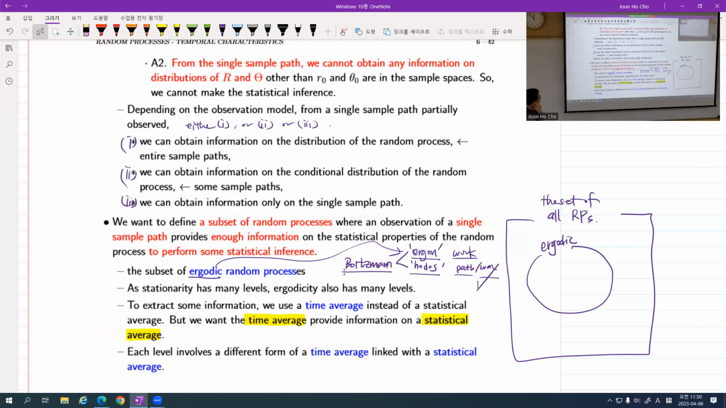Got it? Anyway, we will see in this lecture many time averages, and those time averages are linked to statistical averages. That is somewhat strange. Is it the only ergodicity definition? Sometimes it seems so, but precisely speaking, it is not. However, as you will see, linking time average with statistical average when we talk about ergodicity, that idea is very useful. We will see.